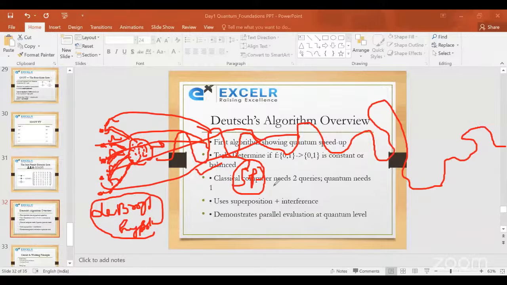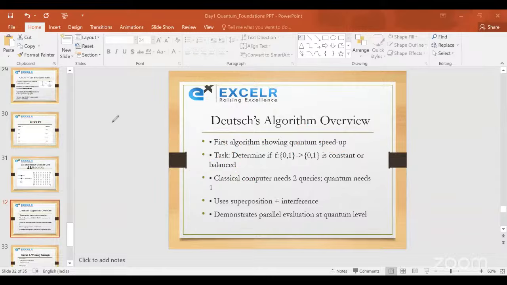Some concepts always remain in physics. So now coming to this problem, the Deutsch problem. Yes, we are importing the pipeline. I was talking about the pipeline. So what is the pipeline?